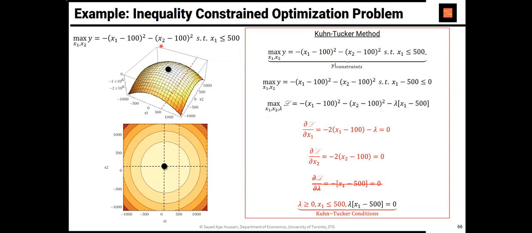Now we do multivariate versions of inequality constraint optimization. Here's a simple example. Maximize this function, subject to this constraint. You can follow along the logic over here. Notice I don't take the derivative with respect to lambda. I do write down the Kuhn-Tucker conditions.